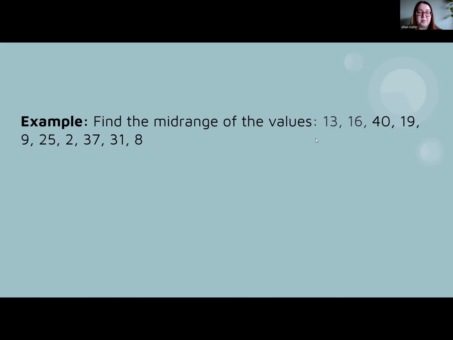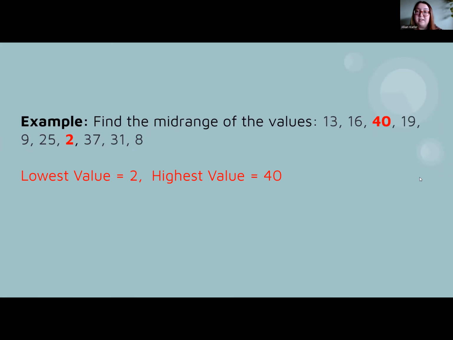13, 16, 40, 19, 9, 25, 2, 37, 31, and 8. So they are not in order in this case, so we will have to search for it a little bit more. Definitely looking at these values, 40 is going to be the highest value, and 2 will be the lowest. So the lowest value is 2, and the highest will be 40.